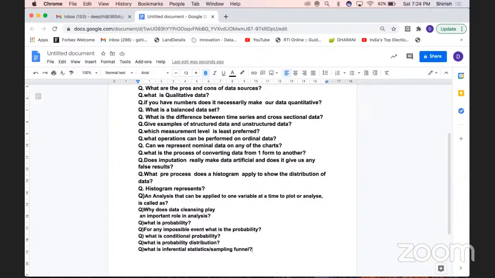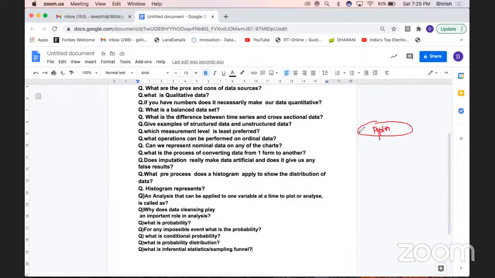Whenever you're talking about the sampling funnel, you take data from samples and make generalizations about a population. Exactly. Let me explain. It is an entire process where you are deriving results from the population. From the population, we are taking subsets of the data. You have a very big population, which is the entire data.